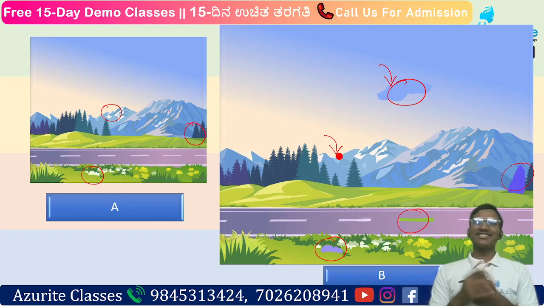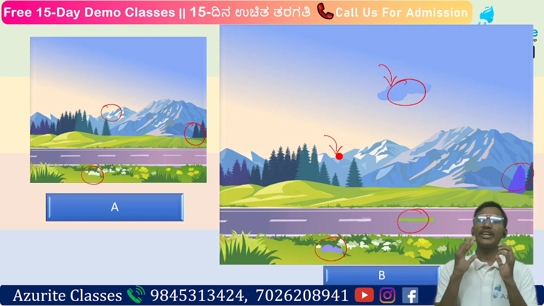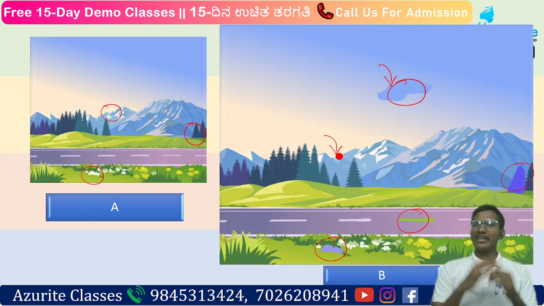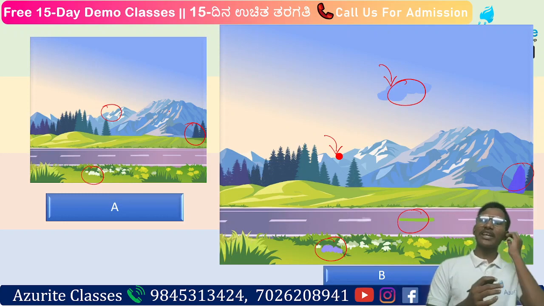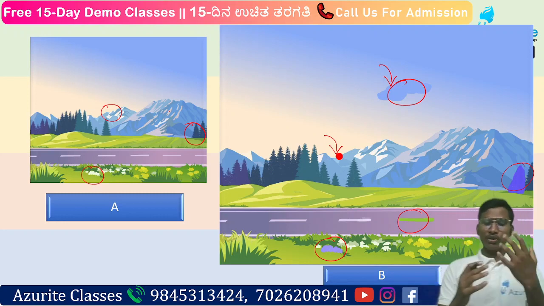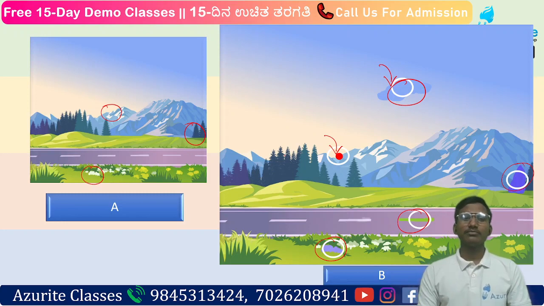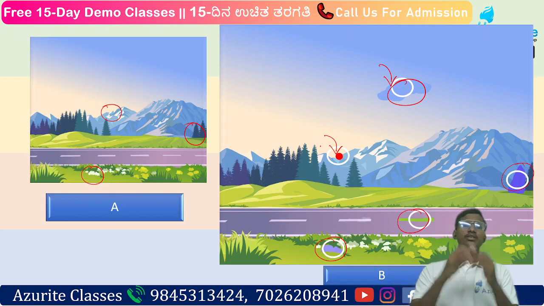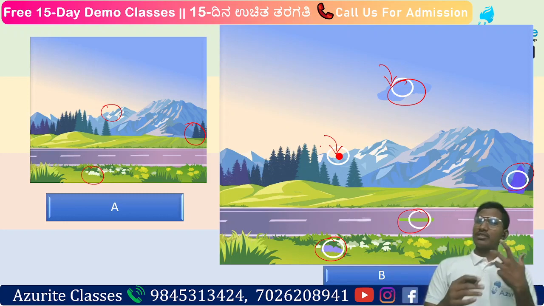In the A picture there is an extra yellow flower. This is how you have to find the differences. It is very interesting, isn't it? Can you find the differences? Good. Now let us see the next figure. In the A picture there are too many roses, and in the B picture a rose is missing. Okay, understood. Good. So this is how you have to find the differences in the given figures.